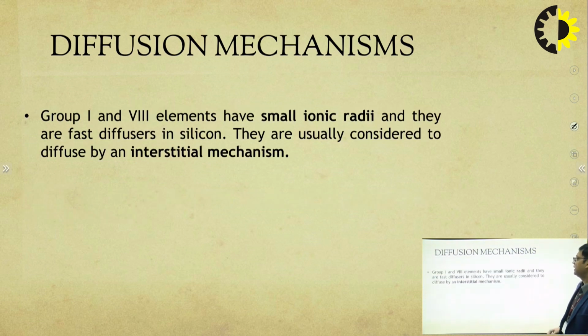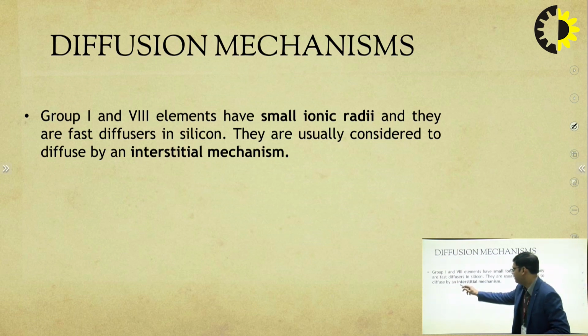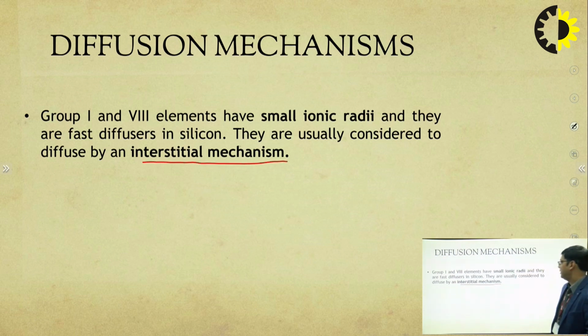Further, we can see that group 1 and group 8 elements have small ionic radii, and they are fast diffusers in silicon. They diffuse via the interstitial mechanism.